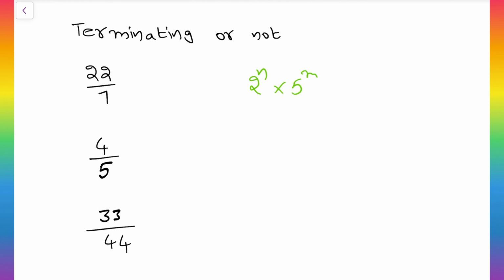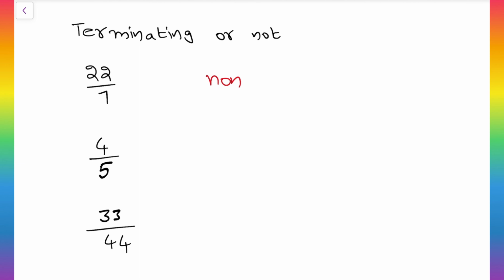So let us check one by one now. 22 by 7, if you observe now, here the denominator is 7. If you do prime factorization of 7 it is 7 only, because 7 itself is a prime number. So it is not possible to simplify the denominator further. So this is not in the form of 2 power n into 5 power m. So this is a non-terminating repeating type of decimal.